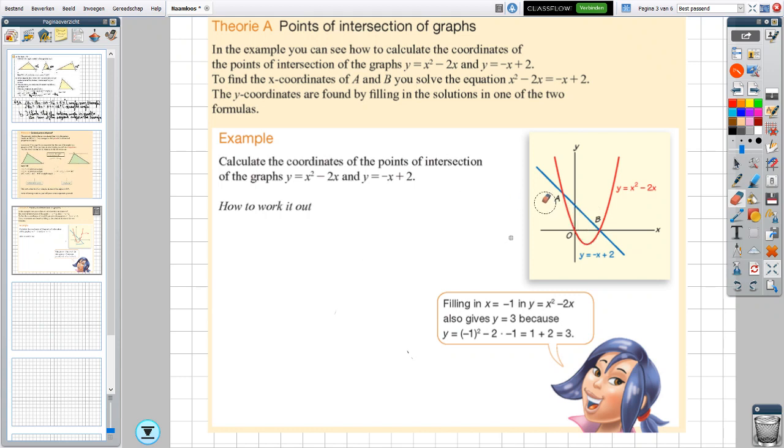Well, remember, in the intersection points, the parabola and the straight line are equal to each other. So if they are equal to each other there, then the formulas or the functions should be equal to each other as well. Here we have x squared minus 2x, here we have minus x plus 2. If they should be equal to each other, then I start by simply making them equal to each other. And this is an equation, right? A quadratic equation.